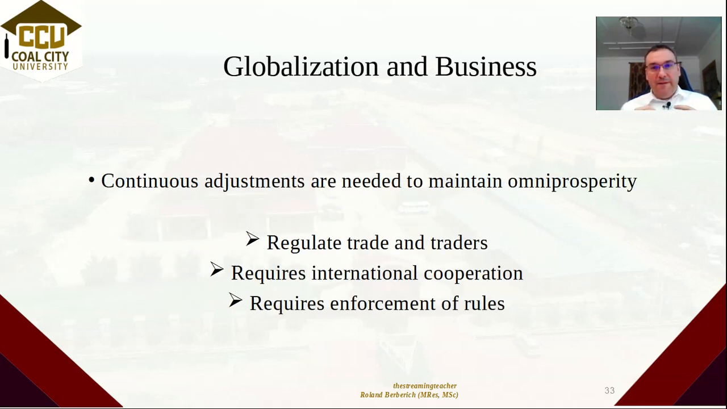Now, if we want prosperity all around, there will be continuous adjustment and fine-tuning. And we need to regulate trade and the traders. We need to do this on an international level, because if we are the only ones that are introducing regulation, then business will simply go somewhere else. However, the most important thing in this whole equation is that the rules we internationally agree on need to be enforced.